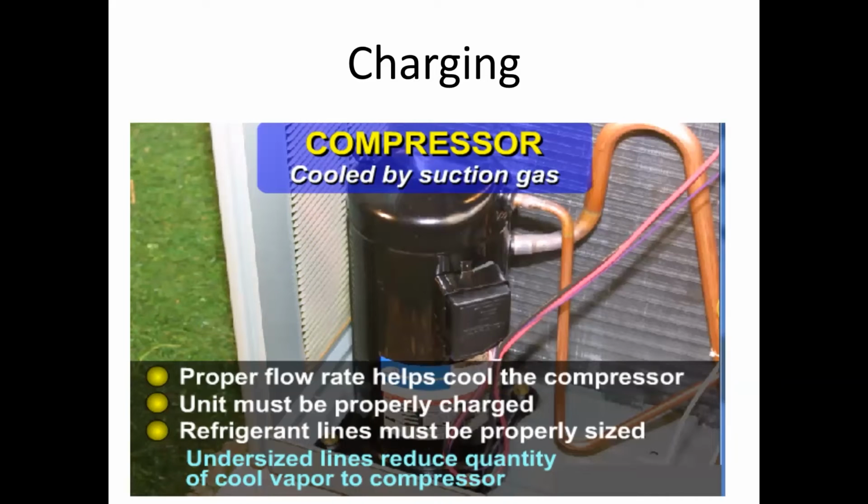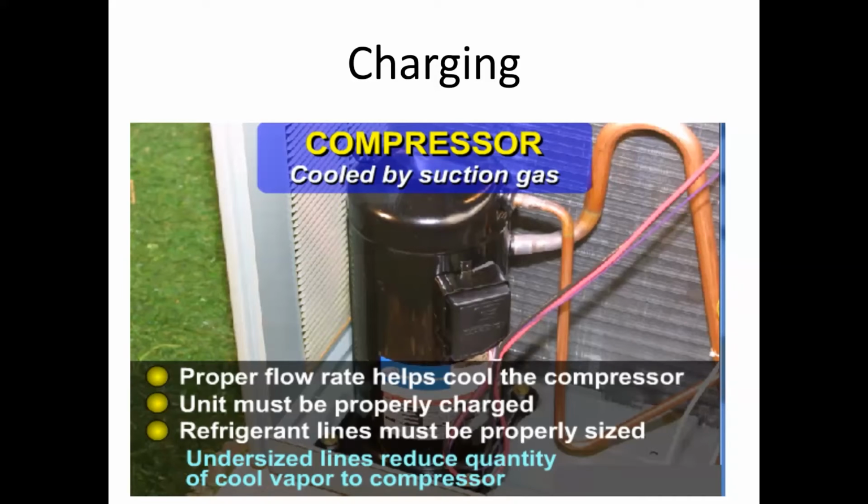So again, the compressor is cooled by suction gas. We have to make sure that the refrigerant lines are sized properly. The installation manual and the spec sheet both list refrigerant line size and length, and have sizing and length tables. So they've got to be properly sized. The unit's got to be properly charged. Undersized refrigerant lines will reduce capacity.